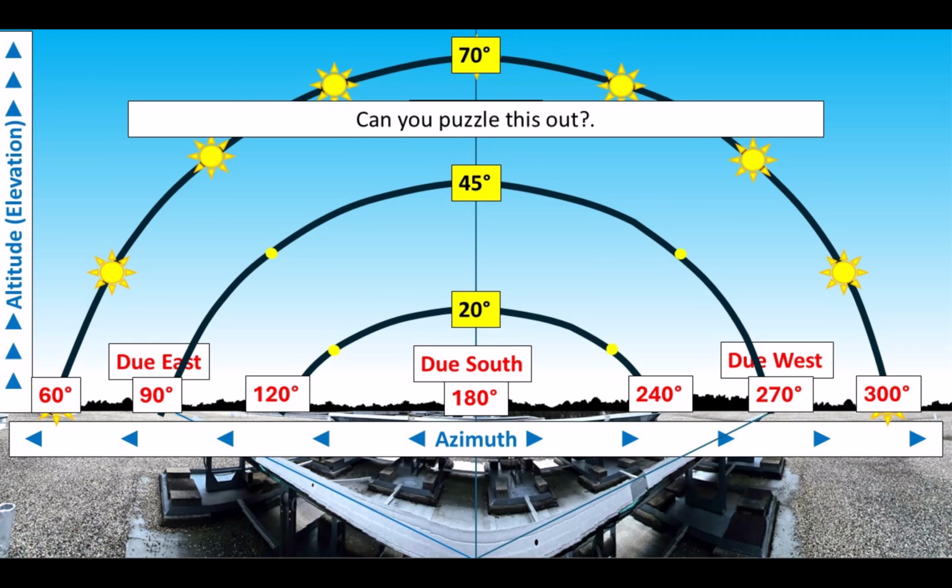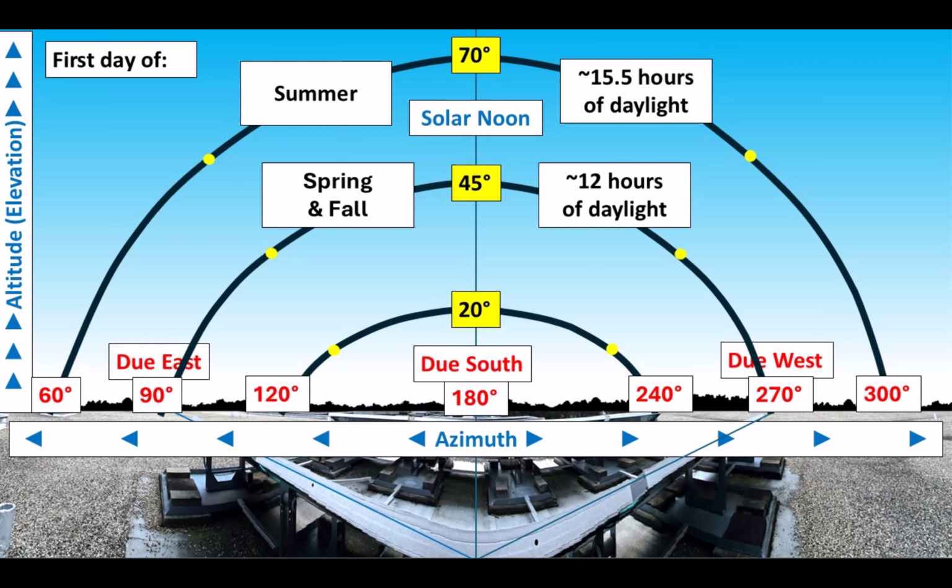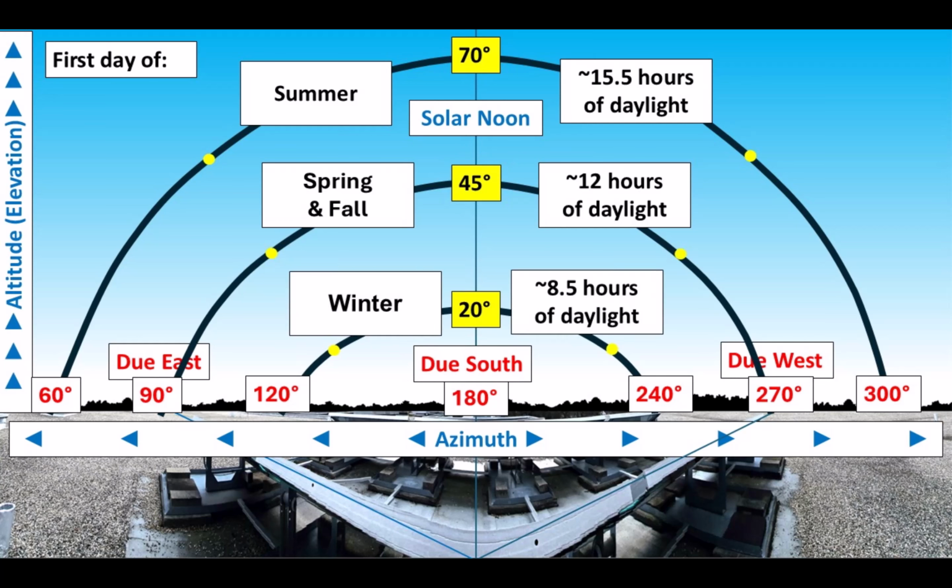Can you puzzle this out? This is a rough profile for the first day of blank at 45 degrees north latitude. It's a rough profile for the first day of summer at 45 degrees north latitude. The first day of summer, first day of spring and fall, the first day of winter.